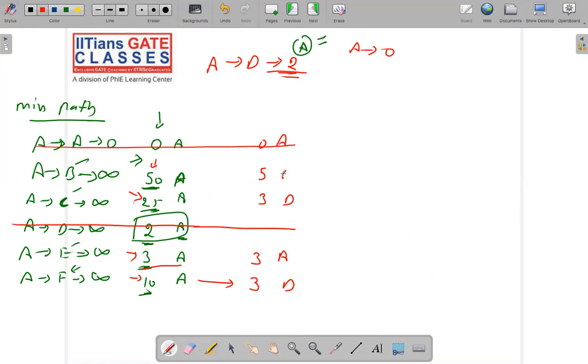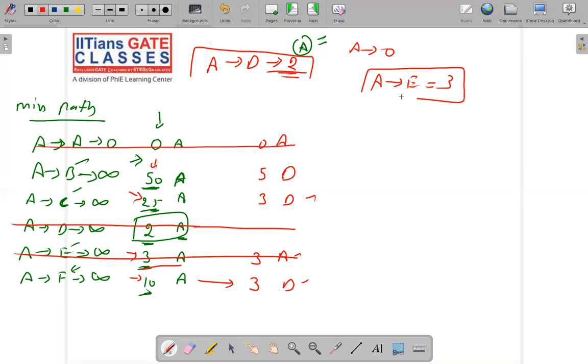Now which one is minimum? We can pick this one, or this one. So let's pick this one, cross it and finalize its distance. A to E is equal to 3. We know that. Now we can use this fact and this fact and try to reduce these costs, this one and this one. This is how we can iterate it.